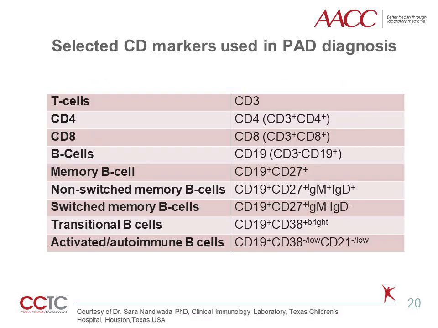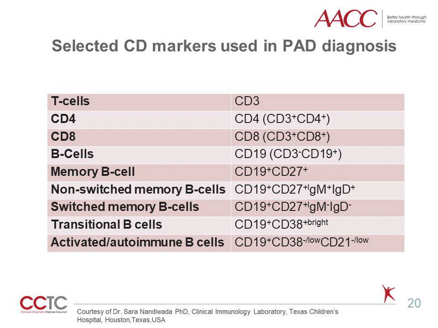These tables provide a summary of some of the CD markers that we use in diagnosing patients with primary antibody deficiency disorders. T cells are CD3 positive, and they are either CD4 or CD8 positive. CD19 is the marker for B cells, and CD27 on B cells indicates that those cells encountered antigen and became memory B cells. CD19, CD27 cells that express both IgD and IgM suggest that those B cells did not class switch, and when IgD and IgM expression is lost, this indicates that those B cells have undergone class switching to produce IgA, IgG, or IgE.